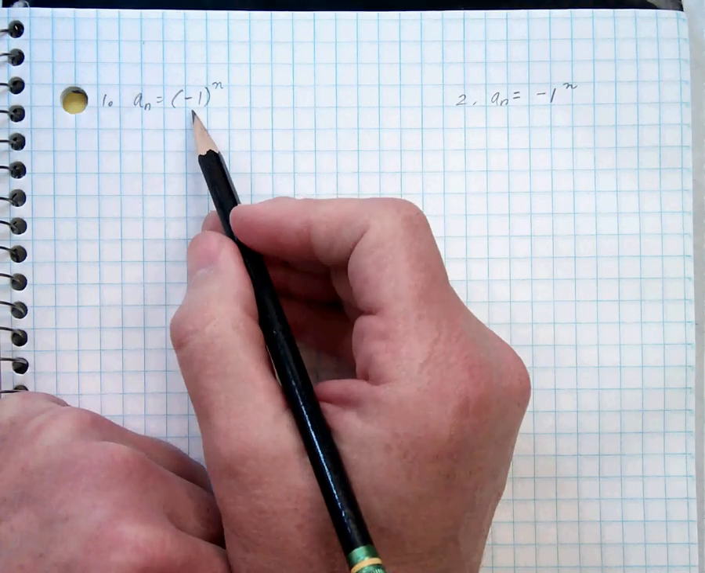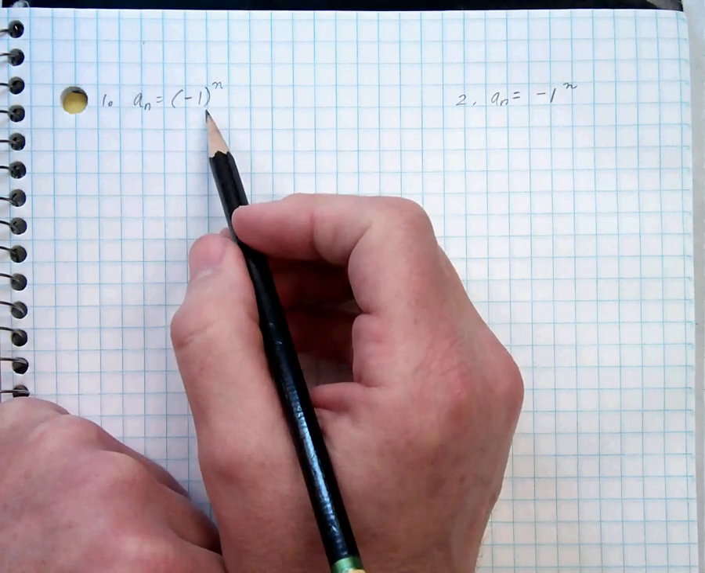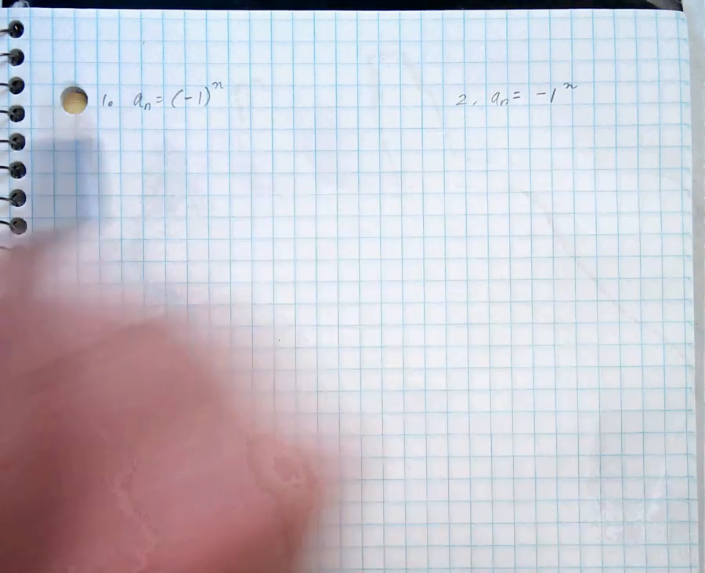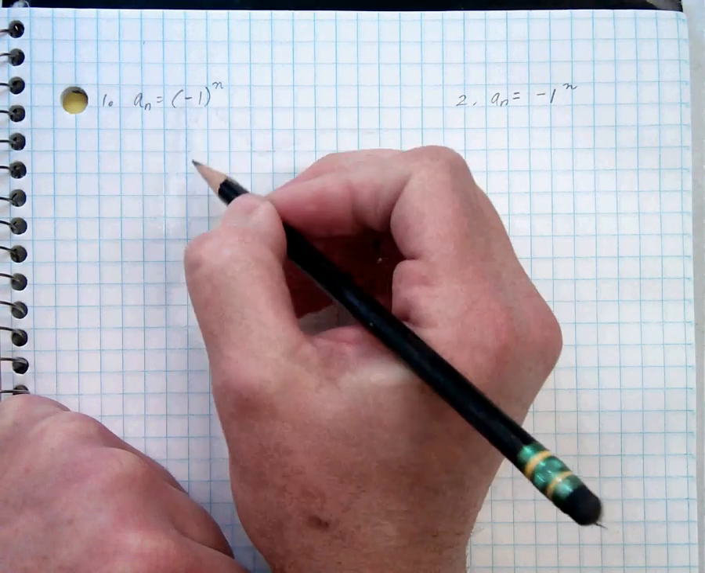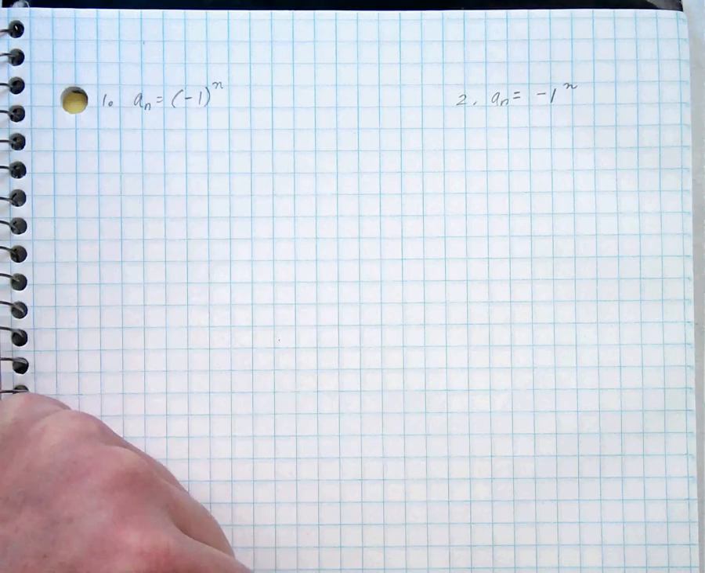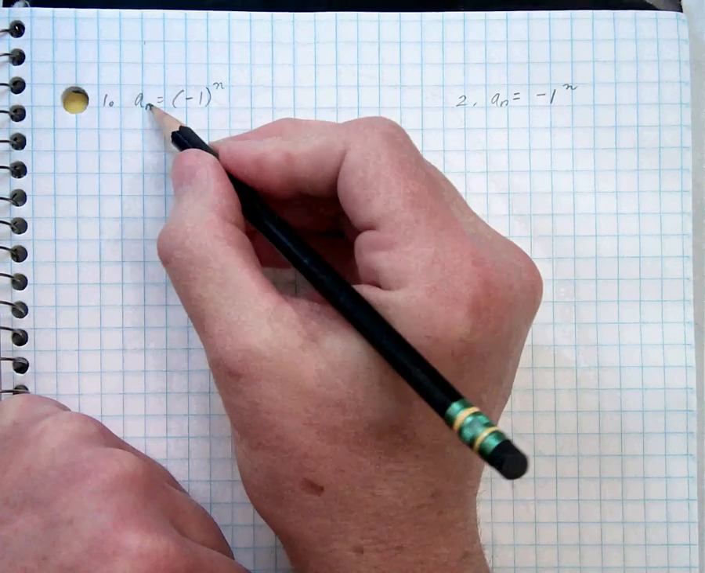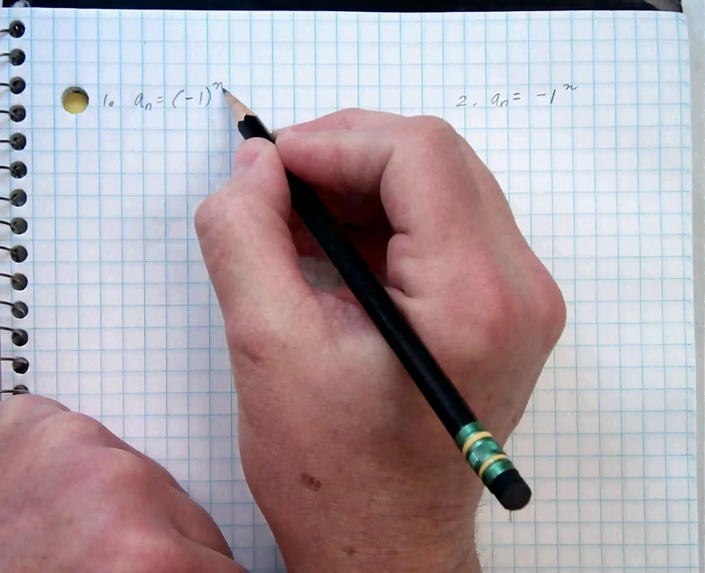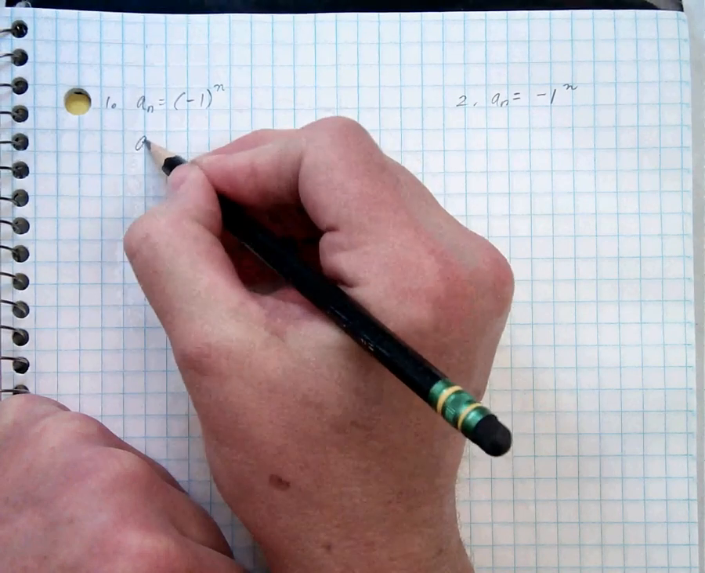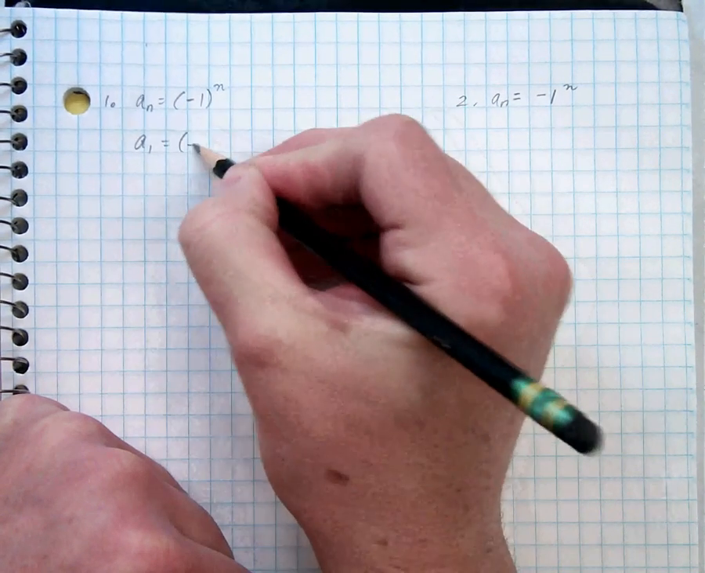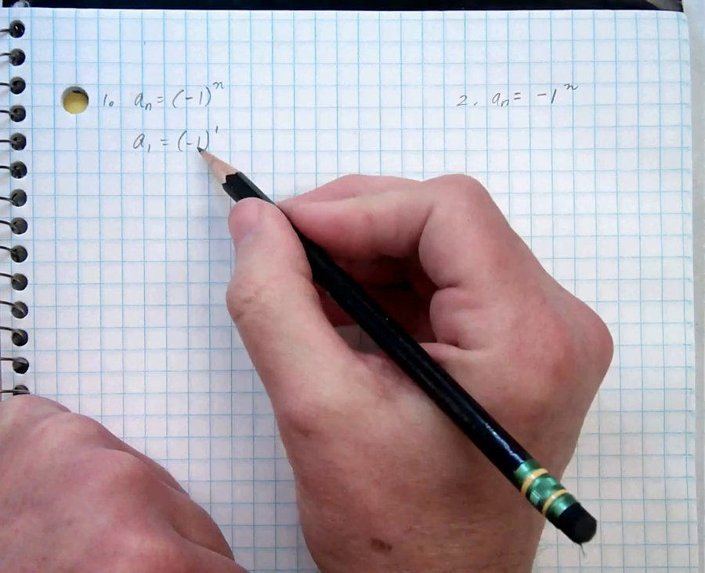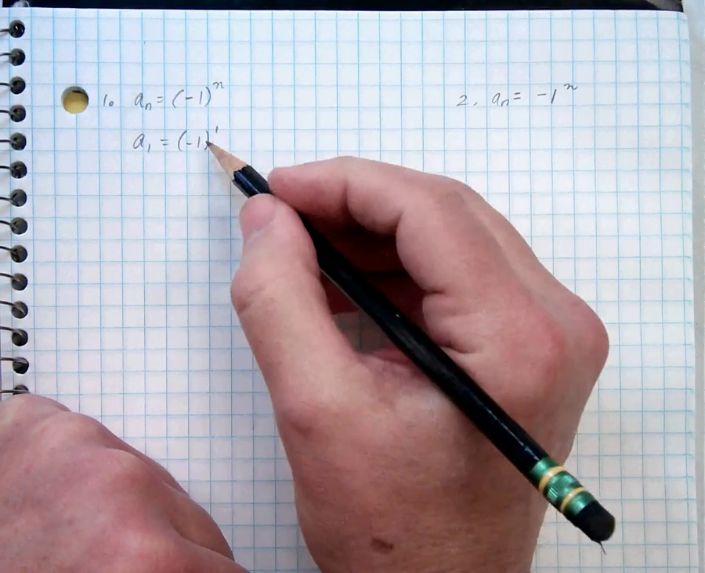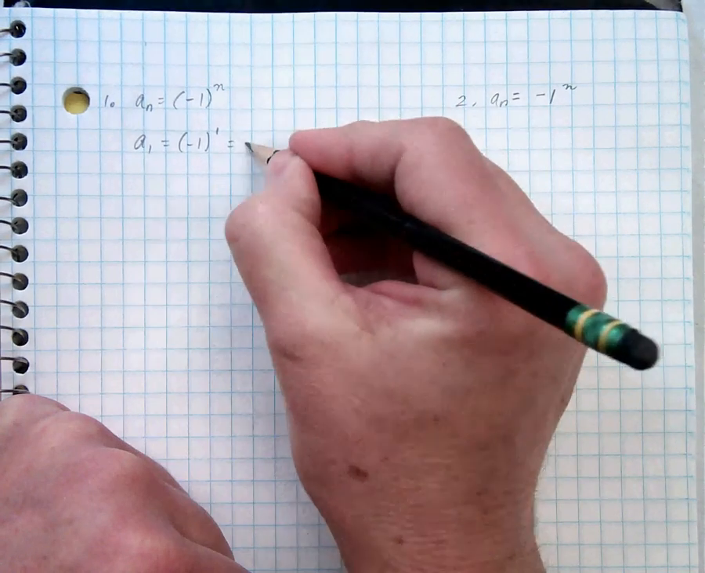All right, this one first. The main thing I want to point out here is the parentheses do matter, right? So if we find the first 5 terms of this sequence, I can find that by just plugging in 1, 2, 3, 4, 5 for n. So a1 is -1 to the 1. And as we all know, anything raised to the 1 power is the number itself, so that's -1.